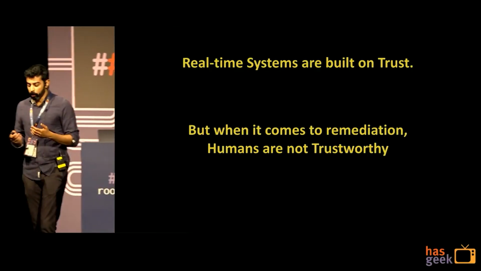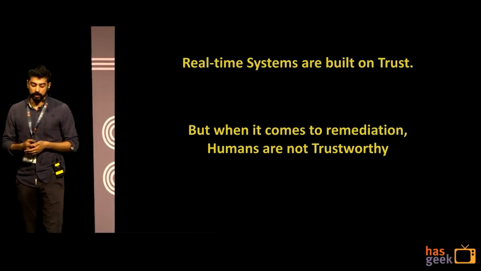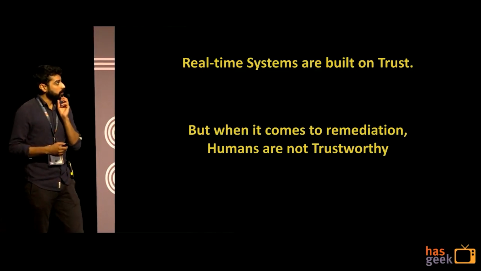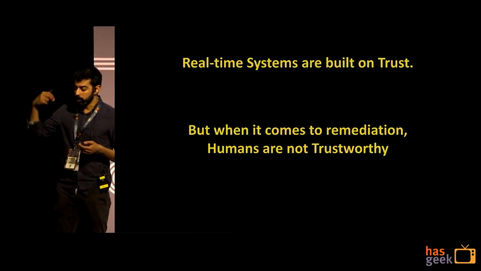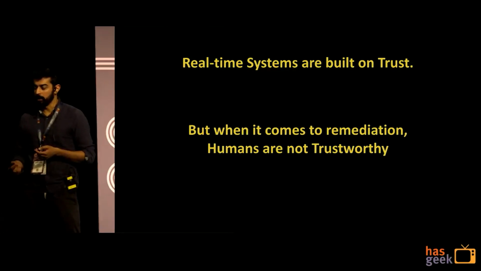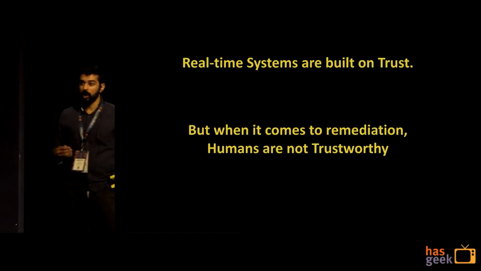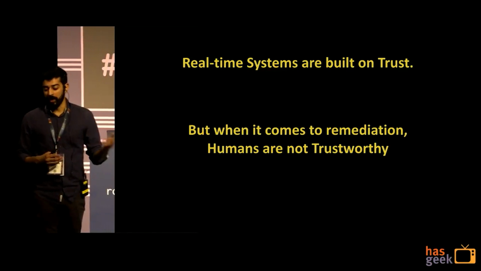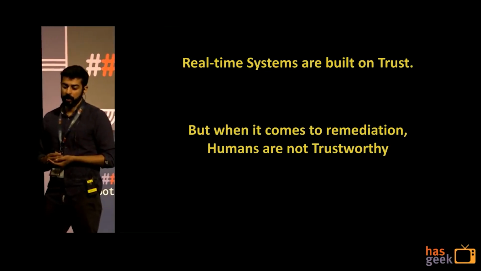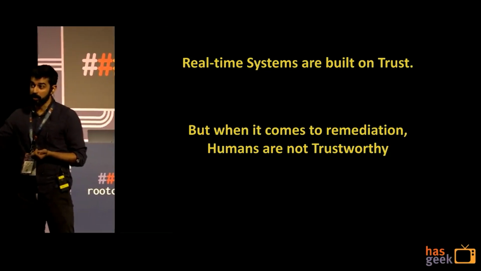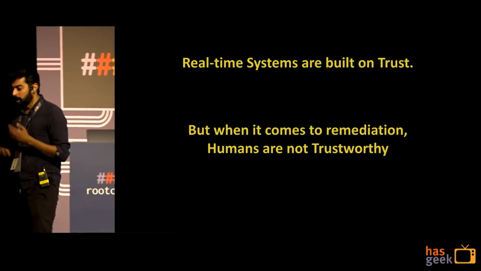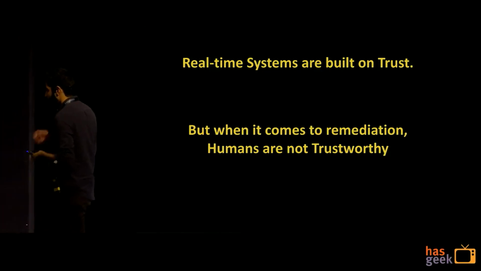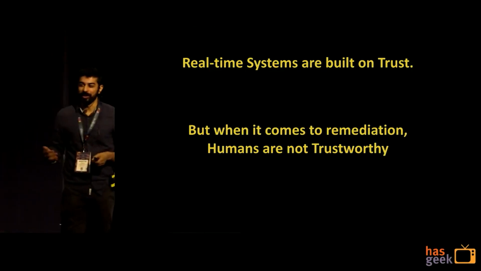But the key component of relying on real-time systems is trust. They're built on trust. Customers have trust in WhatsApp that their messages are going to get delivered. Customers of cloud monitoring solutions or cloud event streaming solutions have trust that if an alert is triggered, it's fired and delivered to a user within a certain period of time. But when it comes to remediation, humans are not inherently trustworthy.